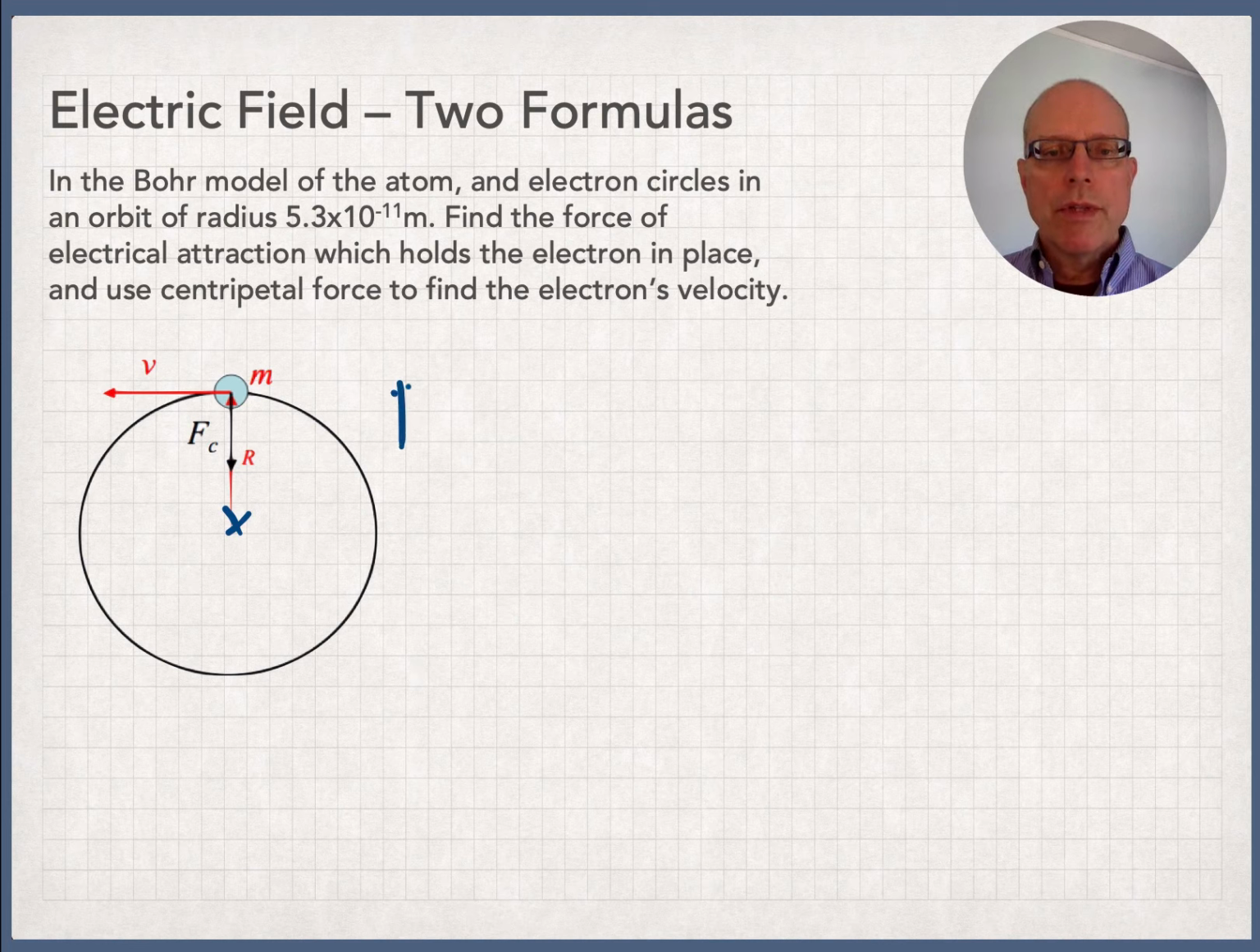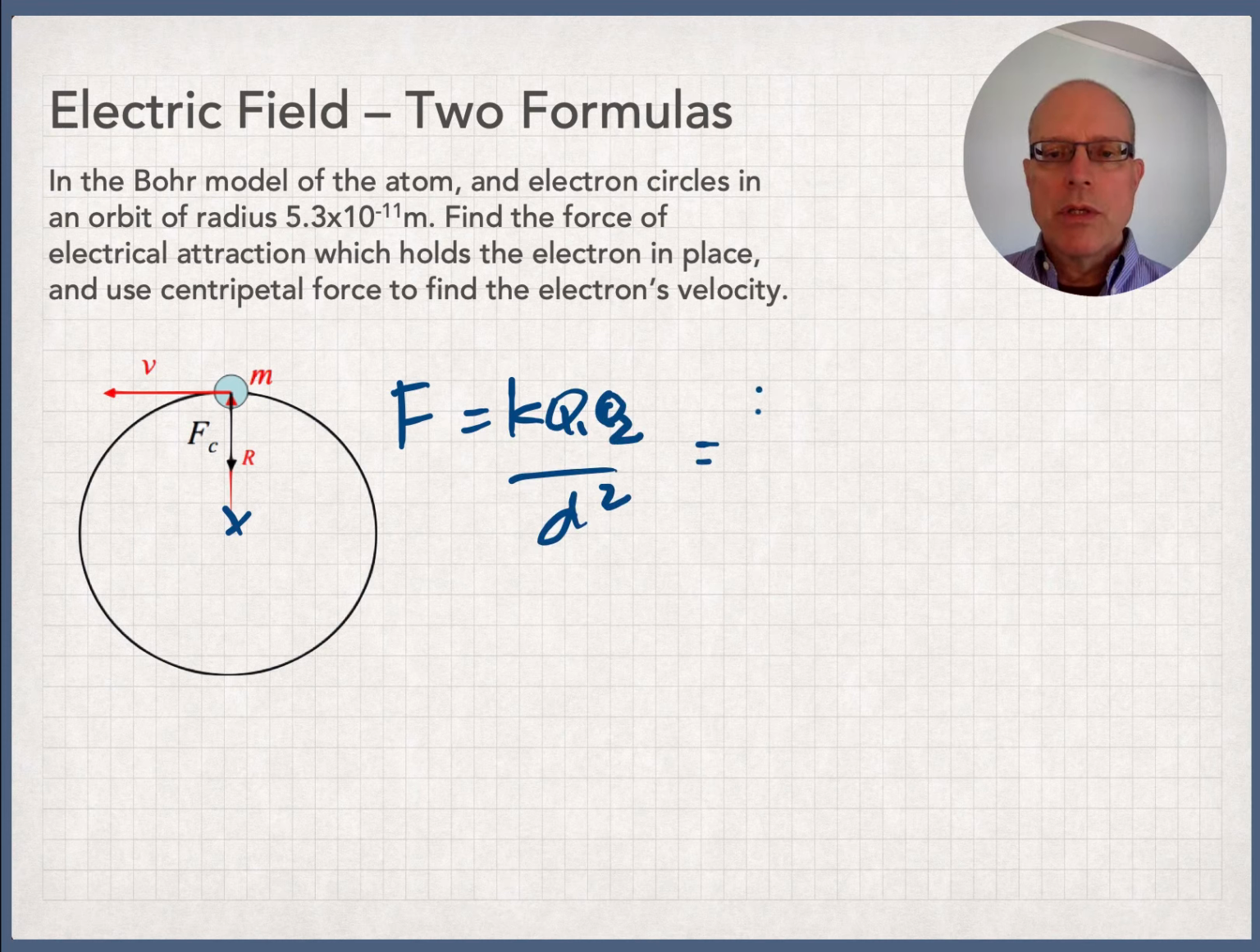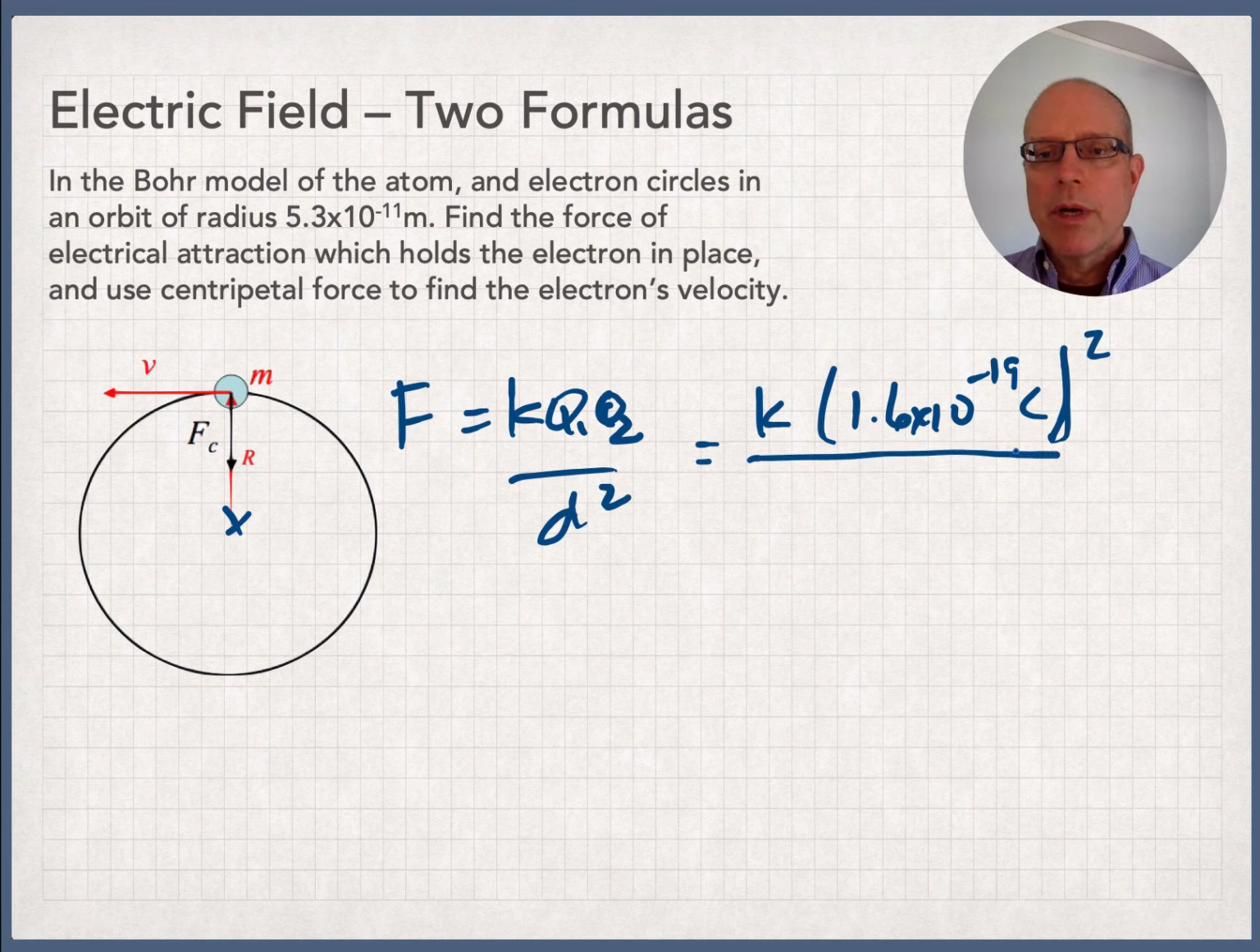I've got the force of electrostatic attraction is kQ1Q2 over distance squared. Because this is a Bohr model atom, I've got one proton with a charge of 1.6 times 10 to the negative 19 coulombs, and the electron has the same exact charge. And we're going to divide that by this teeny tiny number, 5.3 times 10 to the minus 11 meters, and we're going to square that.